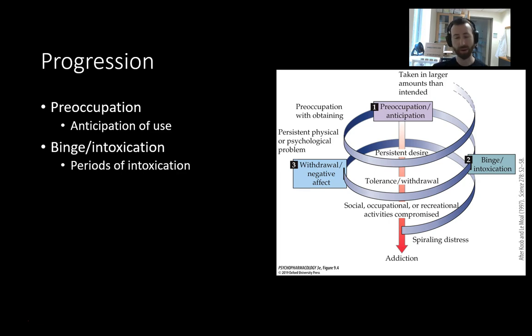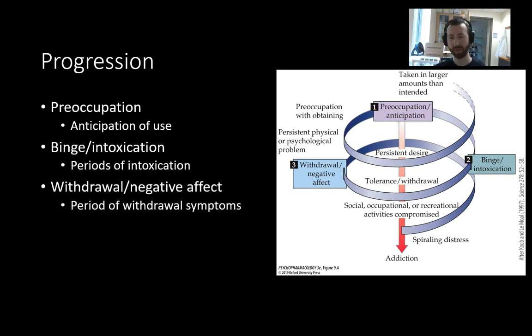The second part of the cycle is binge intoxication, when you're actually using the substance and are intoxicated from it. And then after the drug's effects have worn off, you have the withdrawal negative affect portion. This is accompanied by a period of withdrawal symptoms and negative affect. And you can sort of follow the spiral here that leads to the preoccupation anticipation stage. So during withdrawal, you may be motivated to use that drug once again. And this cycle sort of repeats over and over again.